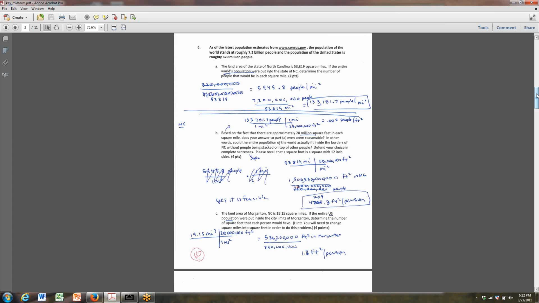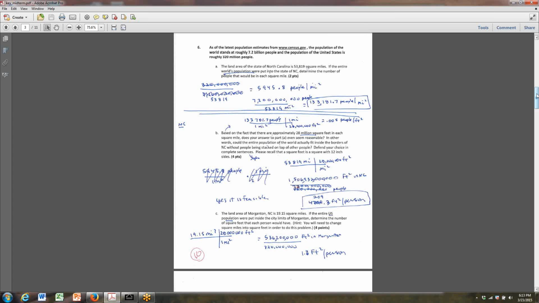As per the latest population estimates from Census.gov, the population of the world stands roughly at 7.2 billion people, and the population of the United States is 320 million people. The land area in North Carolina is 53,819 square miles. If the entire world's population were put into the state of North Carolina, determine the number of people that would be put in each square mile. All right, so number of people per square mile.